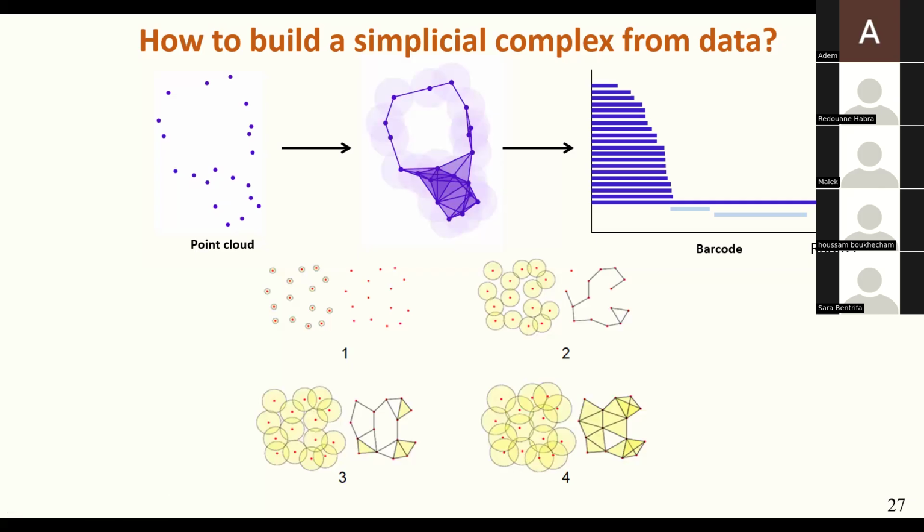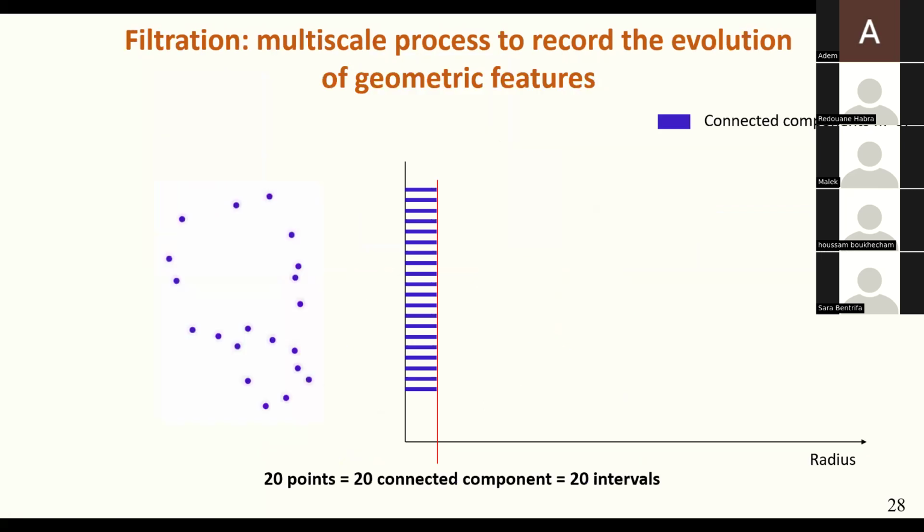to look at all possible radii and see how the topological features will vary from radius 0 to the maximal radius. So this is the idea of applying a filtration process. We begin with the point cloud, which is at step 0. At step 0, we have 20 points, so 20 connected components, represented by 20 intervals in the barcode.